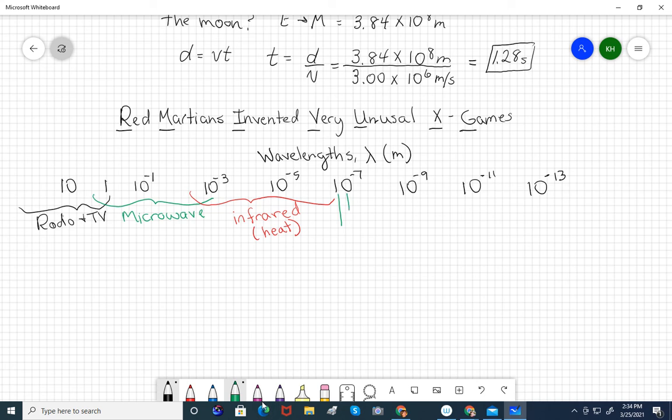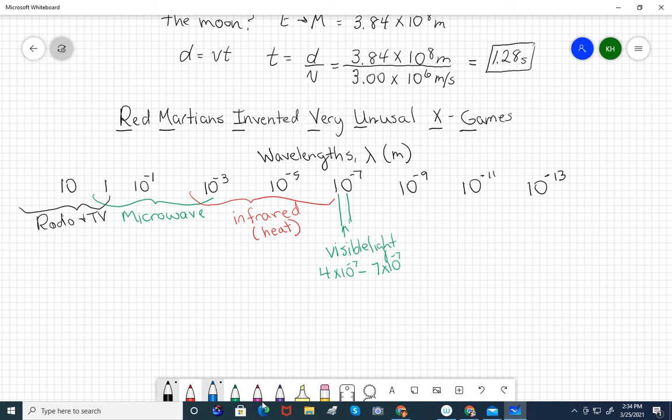Now, the tiniest little part is a little tiny sliver in here. There's a little bitty part of the electromagnetic spectrum that we call visible light. It goes from about 4 times 10 to the negative 7 to about 7 times 10 to the negative 7 meters. So really small, it is the smallest part of the electromagnetic spectrum, but probably our very favorite.